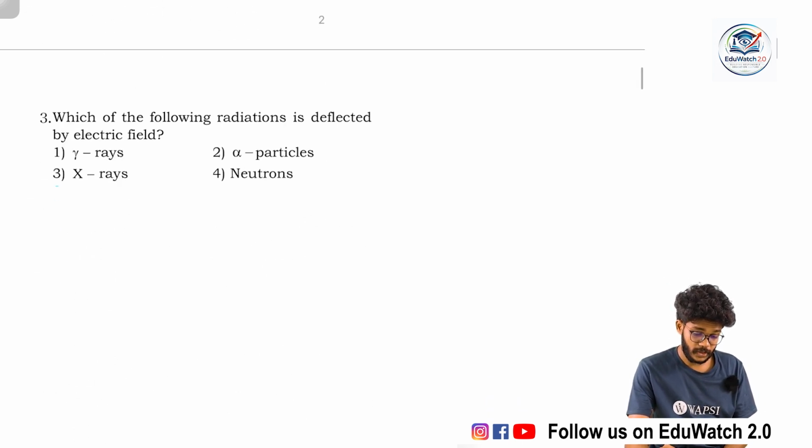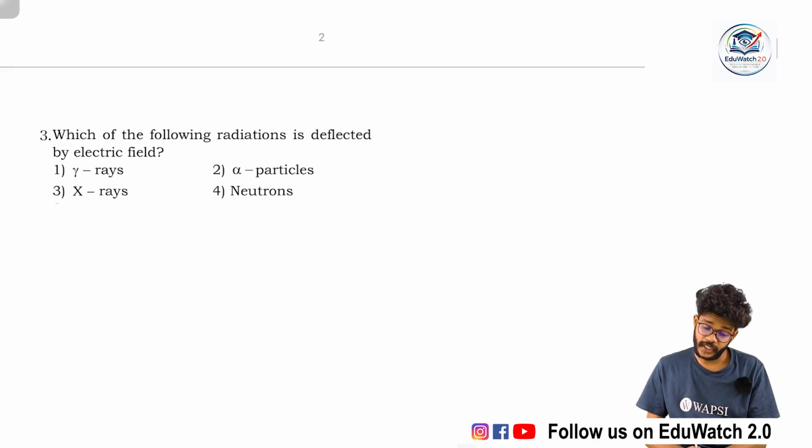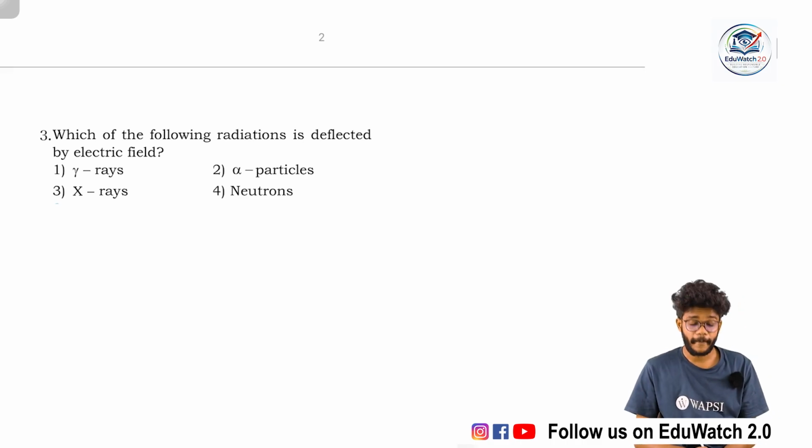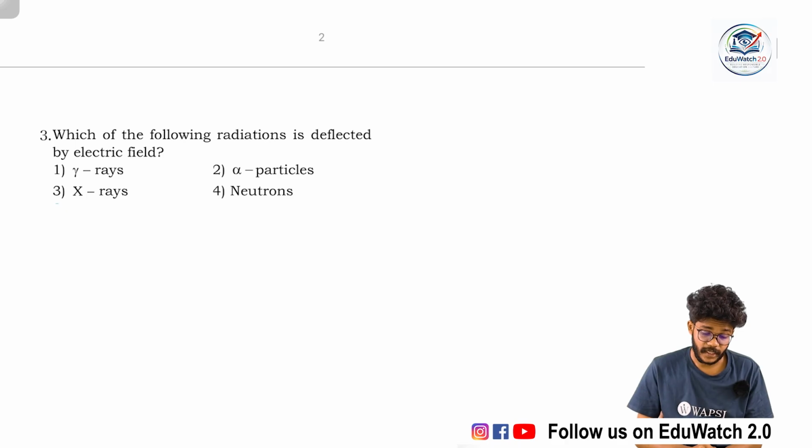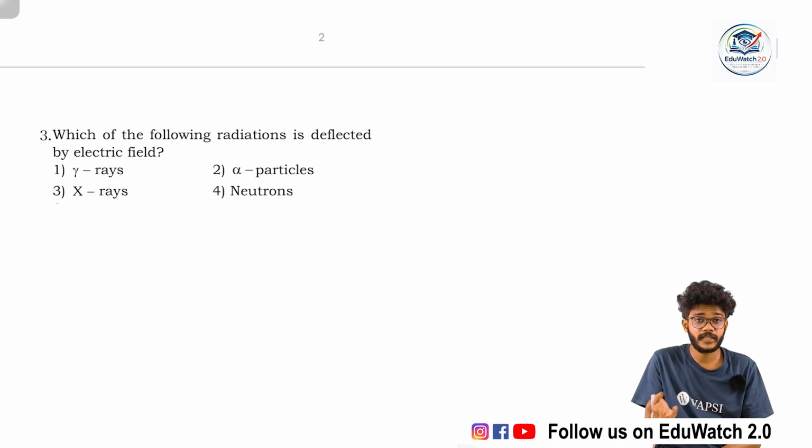So the third question is, which of the following radiation is deflected by electric field? Gamma, X-ray, neutrons. Neutrons have no charge, so the electric field can't exert any kind of force. Gamma radiation and X-ray radiation are electromagnetic radiation, so no mass is there.